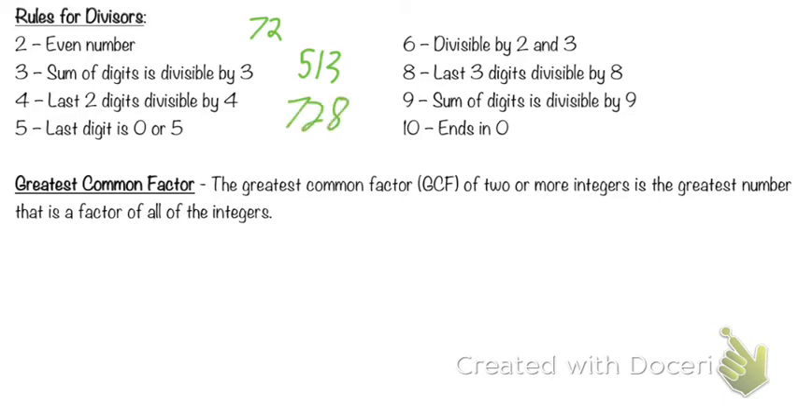728. What's the sum of the digits? 17. Does 3 go into 17? No. So does 3 go into 728? No. So what we did is we turned this into a much easier division problem: 17 divided by 3 versus 728 divided by 3. And now we know 3 doesn't go into it.